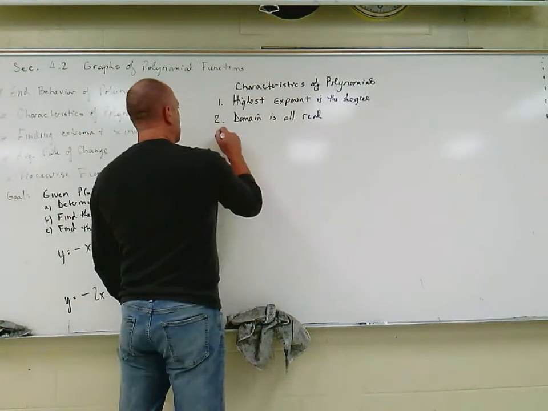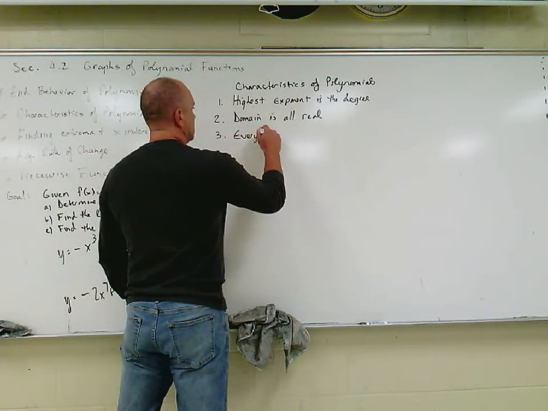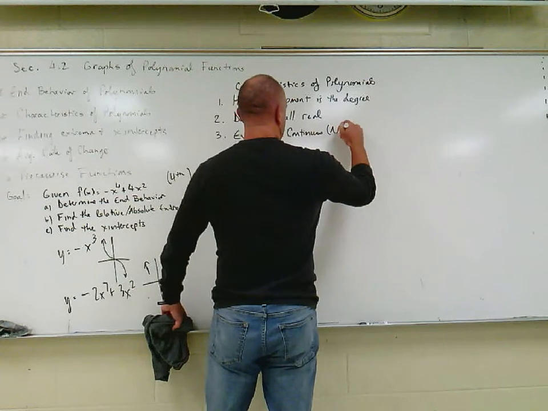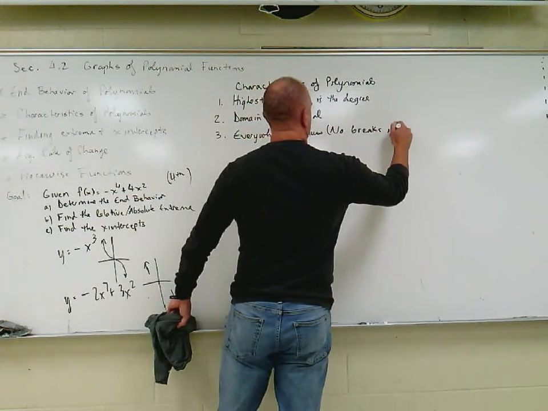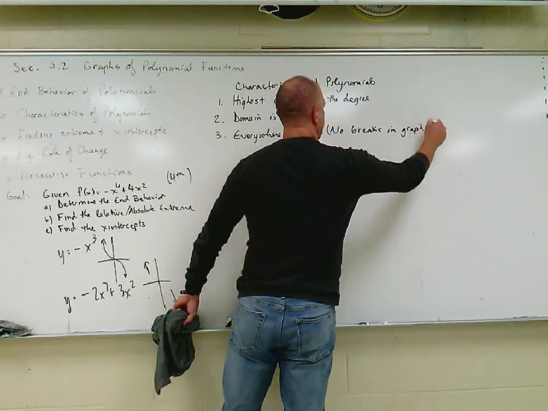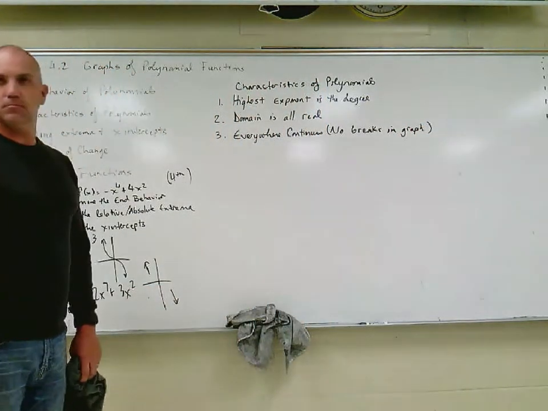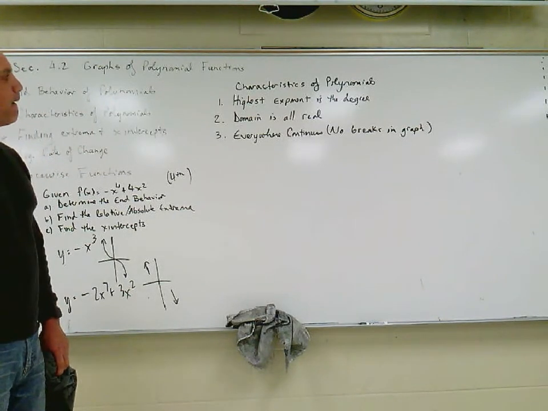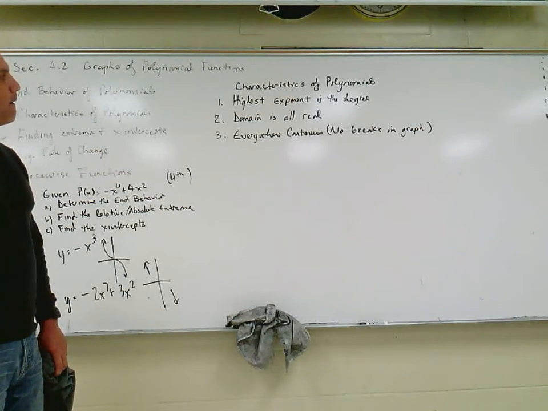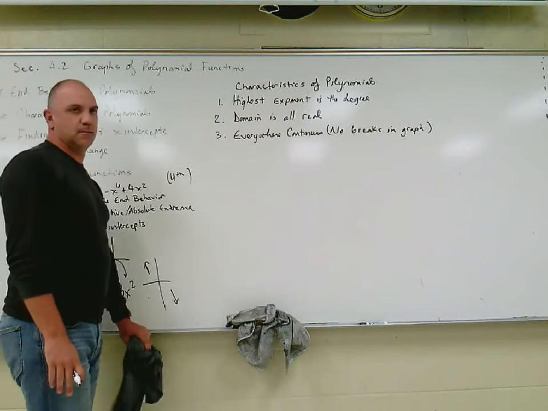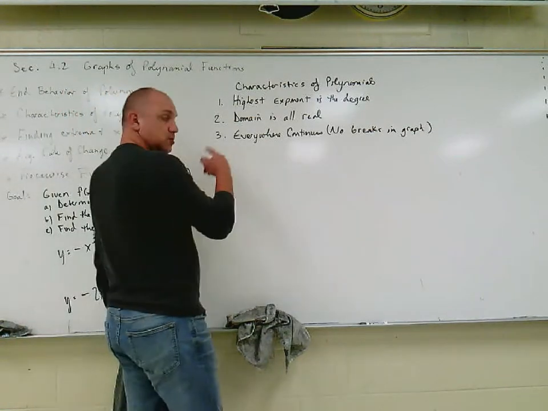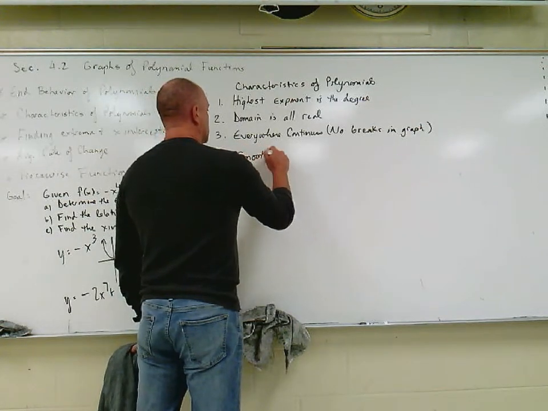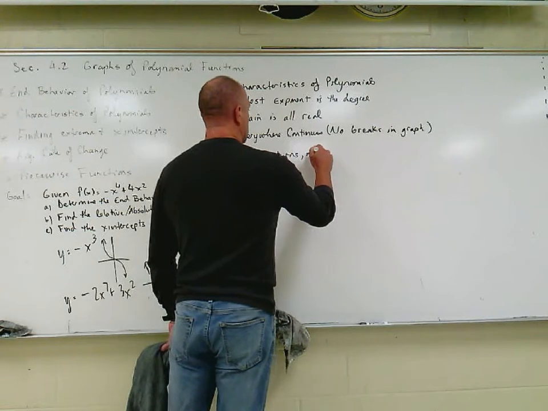The third thing that goes with it is the graphs are everywhere continuous. Means that there's no breaks in the graph. So the graphs don't have any breaks or any openings. The next thing, there's 6 characteristics. They have smooth turns. No sharp turns.